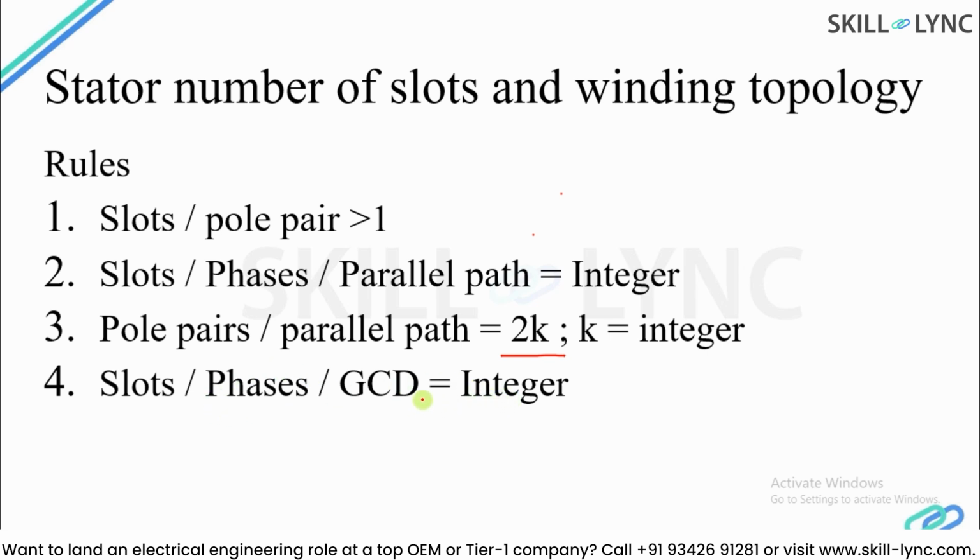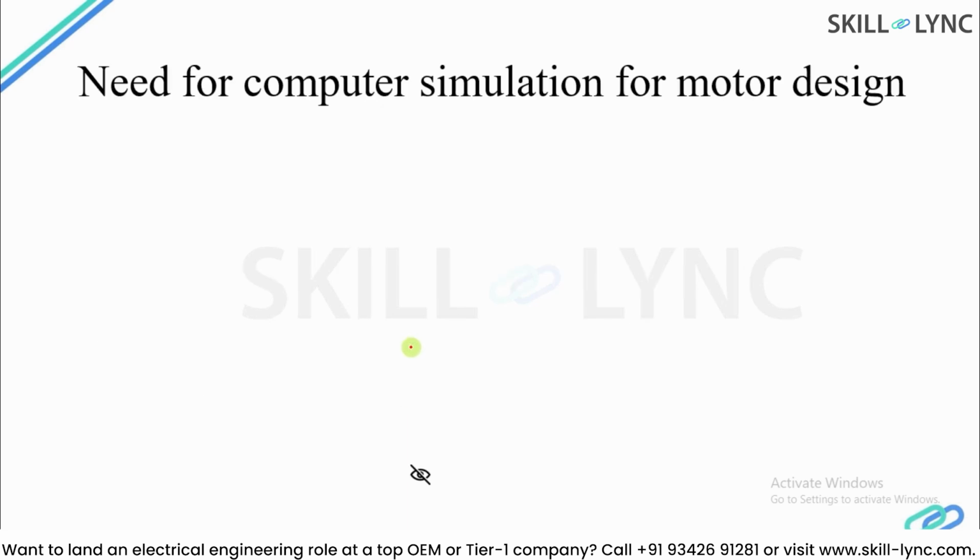So here we take the greatest common divisor (GCD) of the values of slots and the phase, and that should be equal to an integer number. It should not be equal to a floating point number or a non-integer value.